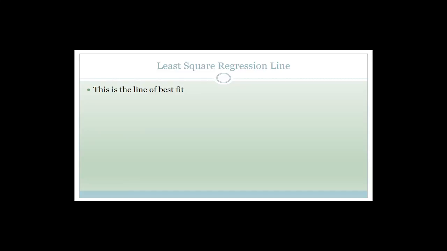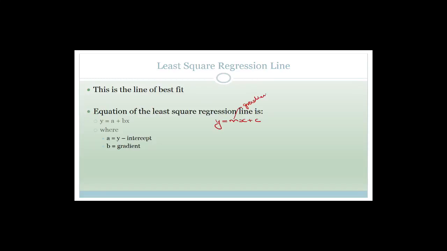and there is a method to doing this on your calculator. Okay, so first of all, this is the line of best fit. The equation for the least squares regression line is y is equal to a plus bx, where a is your y-intercept and b is your gradient. Think about it. We've got y is equal to mx plus c, where m is your gradient and c is your y-cut. But now all they've done is rearrange it. So they're writing it as a plus bx, but a is your y-cut and b is your gradient.